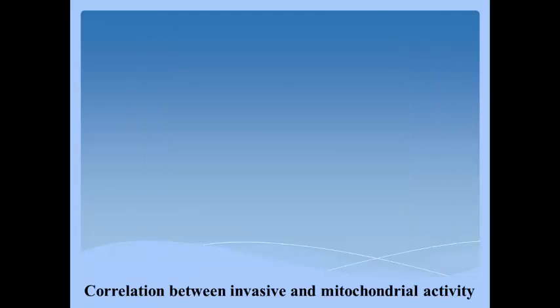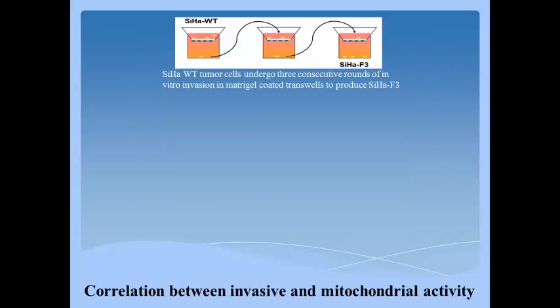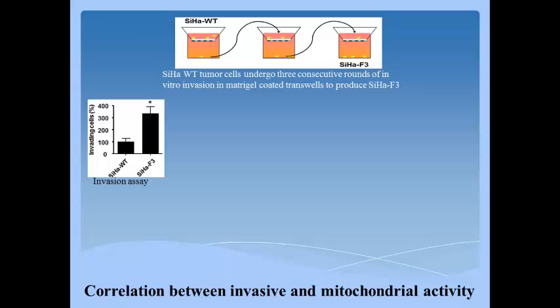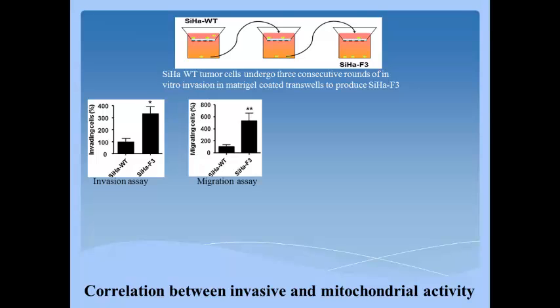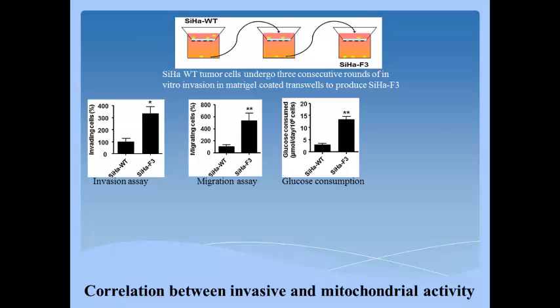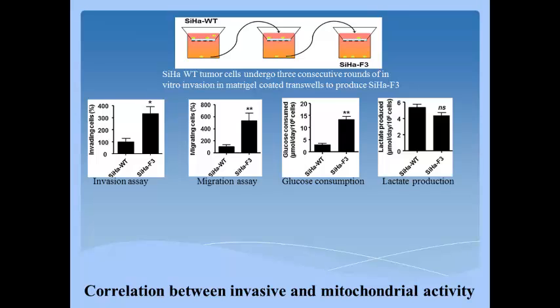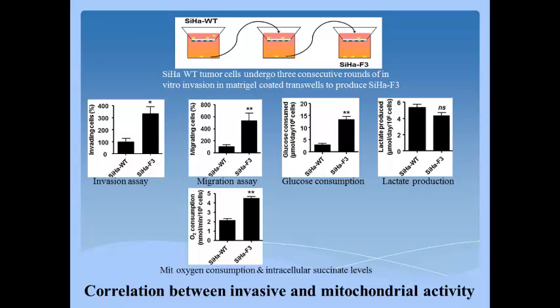Let's look at the data. From a wild-type population of SiHa human cervix carcinoma cells, authors isolated F3 cells following 3 rounds of in vitro selection, as shown here. These F3 cells had enhanced invasive activity, increased migratory phenotype, enhanced glucose uptake, and surprisingly, no higher lactate production. They also had increased mitochondrial oxygen consumption and succinate accumulation.